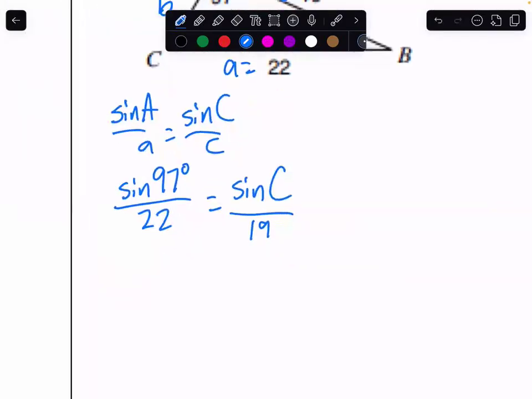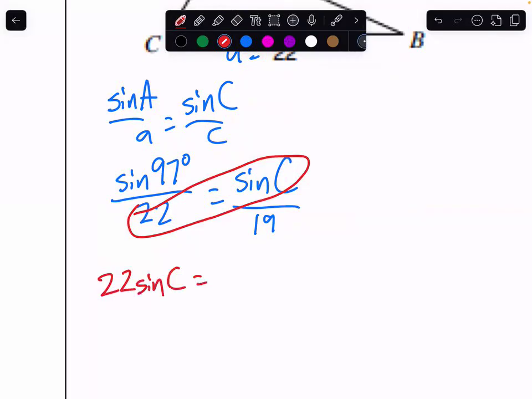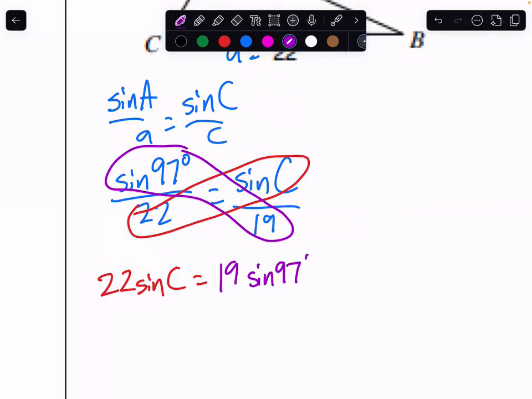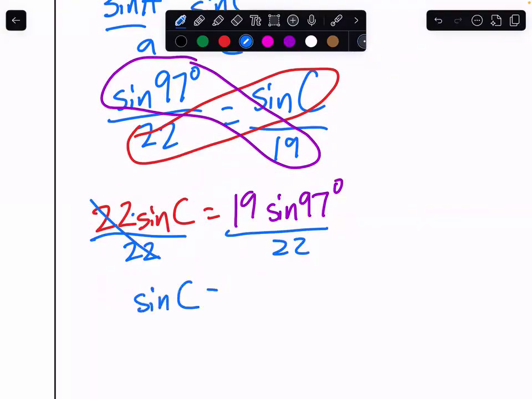Okay, so we want to get the variable by itself. Let's start by cross multiplying as usual. 22 sine capital C equals 19 sine 97 degrees. The 22 is a coefficient, which is multiplying the sine of C, so we divide both sides by 22. Okay, so the C is not by itself yet. The C is trapped inside the sine function.